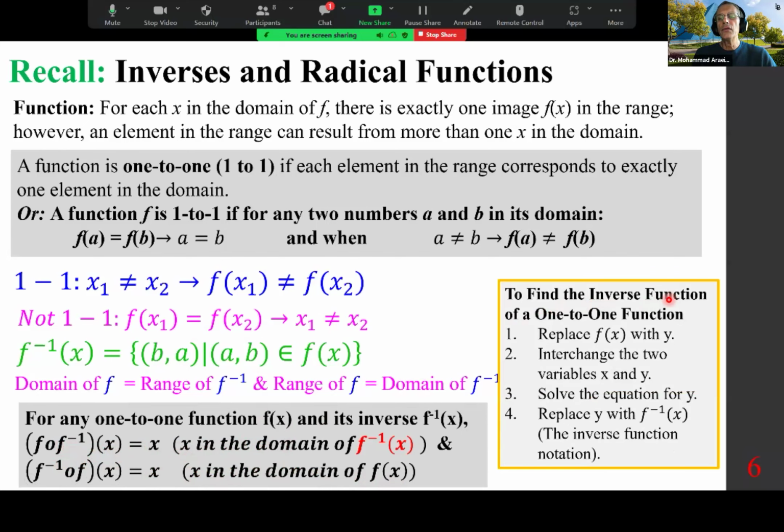To find the inverse function of a one-to-one function, number one, replace f of x with y. Number two, interchange the two variables x and y. Number three, solve the equation for y. And number four, finally replace y with f inverse of x, the inverse function notation. That is the process.